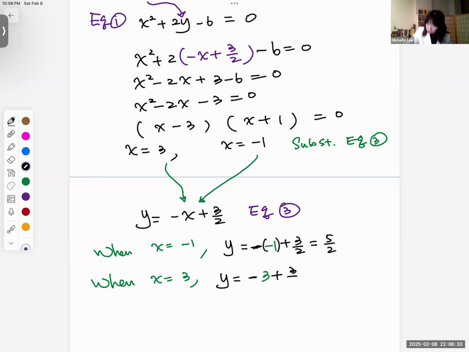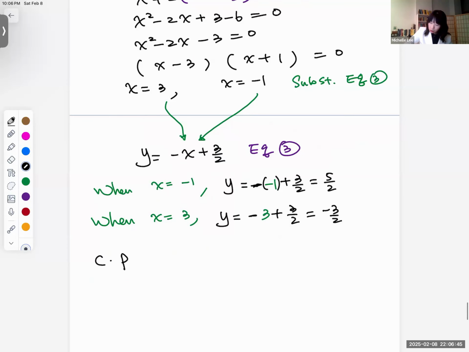So when x equal to 3, we have y equal to negative 3 plus 3 over 2. So negative 6 plus 3, negative 3, right? So negative 3 over 2. So the critical points are negative 1 and 5 over 2, and 3 and negative 3 over 2.